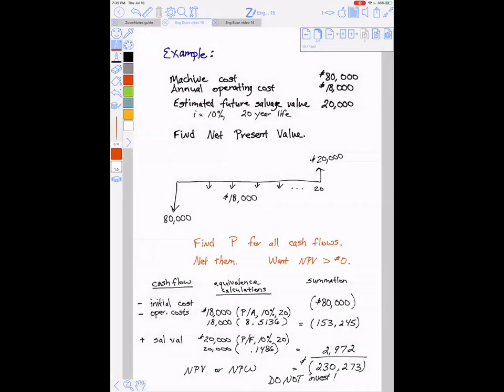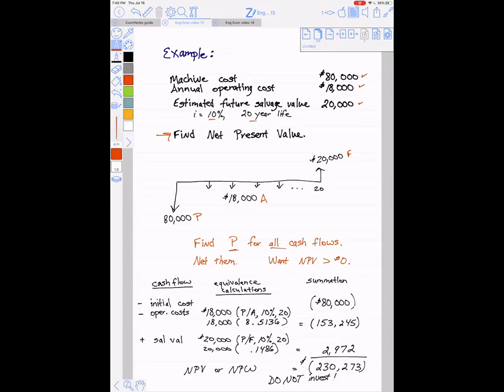So here's an example, same numbers that we used in our last video. A machine initial cost is $80,000, annual operating cost of $18,000, estimated future resale value of that machine is $20,000, 10% interest rate, 20-year life. And instead of finding the equal uniform annual costs and benefits, now we're going to find the net present value of that cash flow. So I've drawn a timeline here of the cash flows just to get a little picture of it. Remember that 18,000 is an A, the 20,000 is a future value, and the 80,000 is a present value. We want to find the equivalent present value for all of these cash flows.